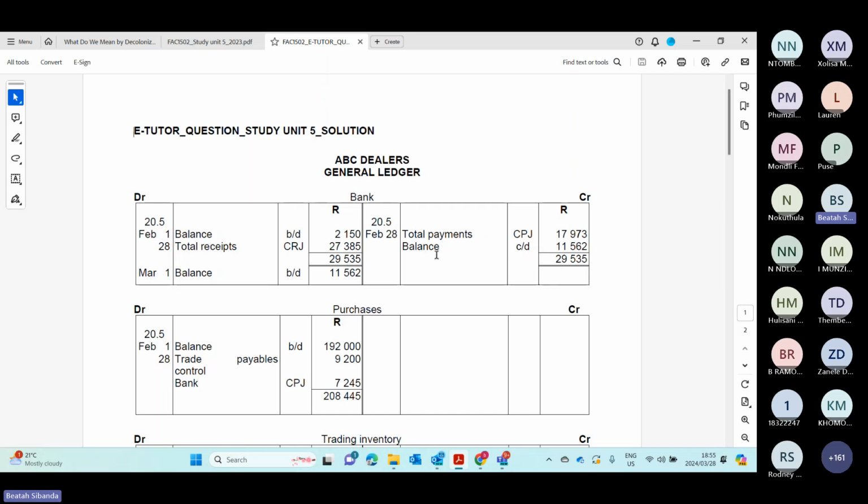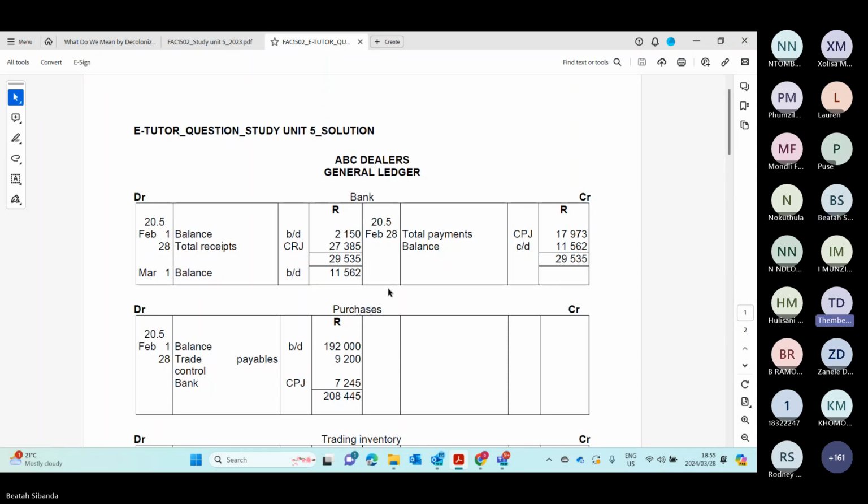So after all this, we started with a balance of 2,150. We received an additional 27,385. We paid 17,973, and then we remain with 11,562. So this is the bank account in the general ledger.